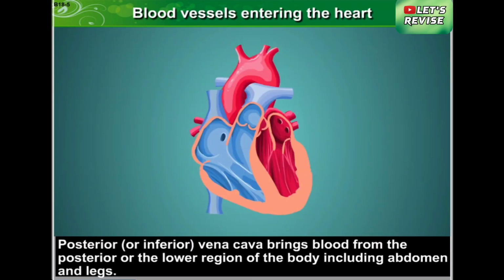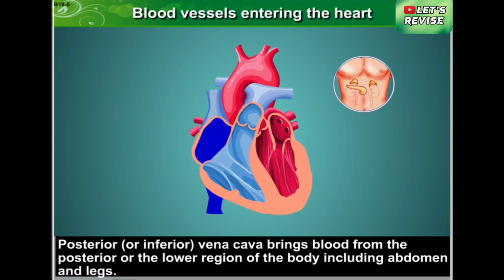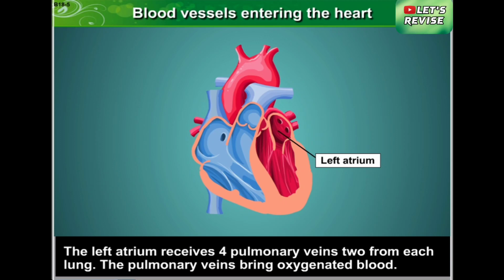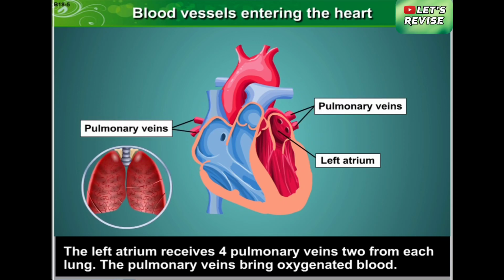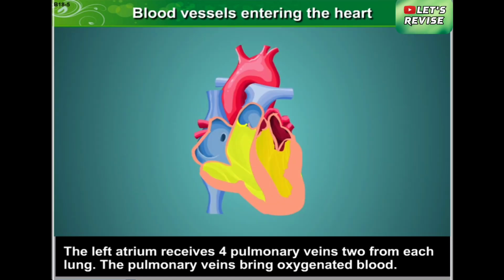Posterior or inferior vena cava brings blood from the posterior or the lower region of the body, including abdomen and legs. The left atrium receives 4 pulmonary veins, 2 from each lung. The pulmonary veins bring oxygenated blood.